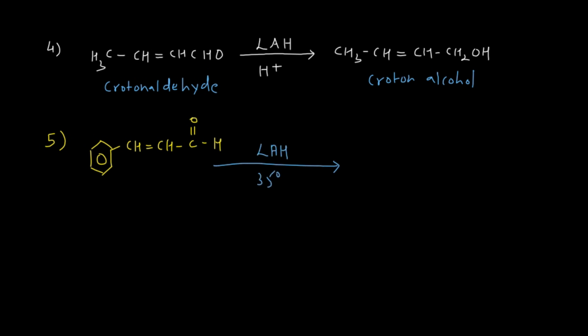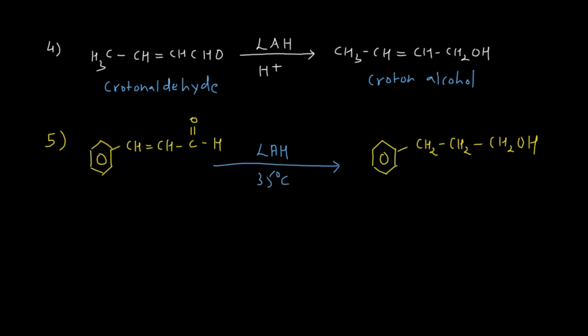35 degrees centigrade. This reaction will happen at 35 degrees centigrade. Now you can see this particular double bond will also get reduced. How? This is a very important feature. When your double bond is in conjugation with this one, then it can be very easily reduced. Okay, please remember this point.